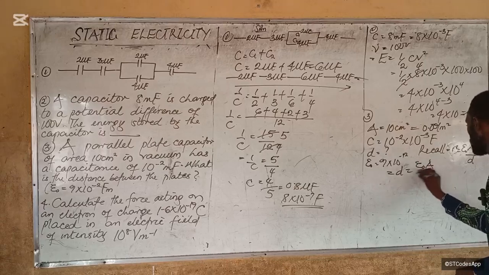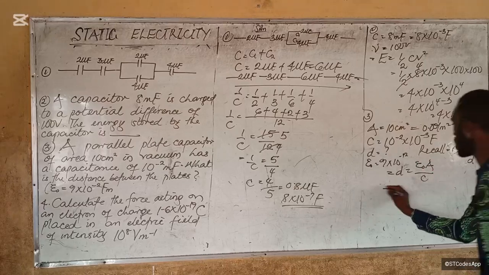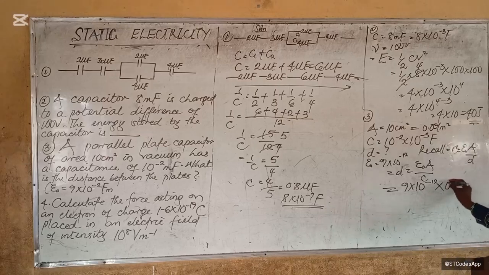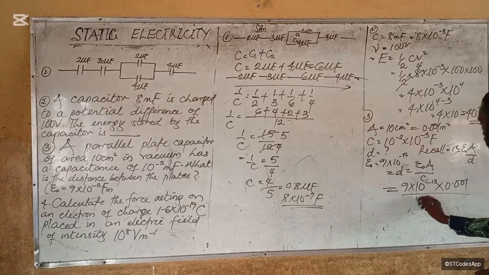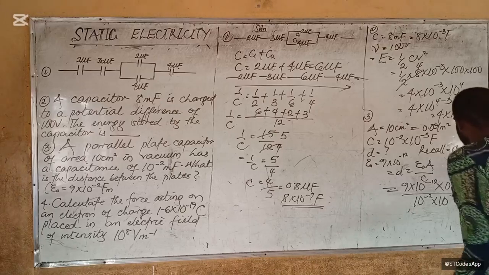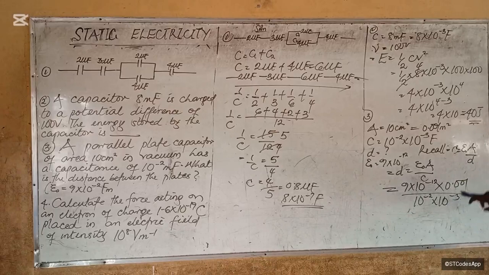Epsilon naught times area over capacitance. So that will be 9 times 10 to the power minus 12 times area, which is 0.001, all over what's the capacitance? 10 raised to the power minus 2 times 10 raised to the power minus 3. Does that make sense? So very easily, you see that this 10 raised to the power minus 3 is the same as this guy. This is 1 times 10 raised to the power minus 3, right? So this can take care of this like that.